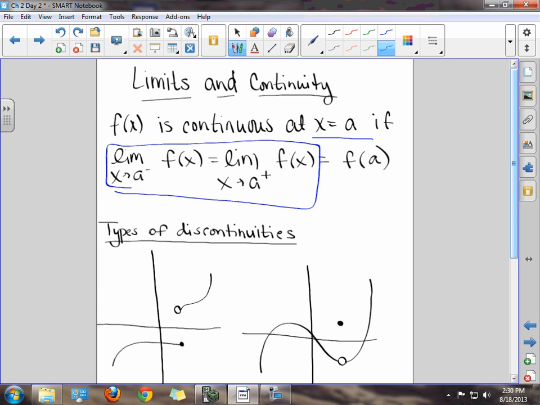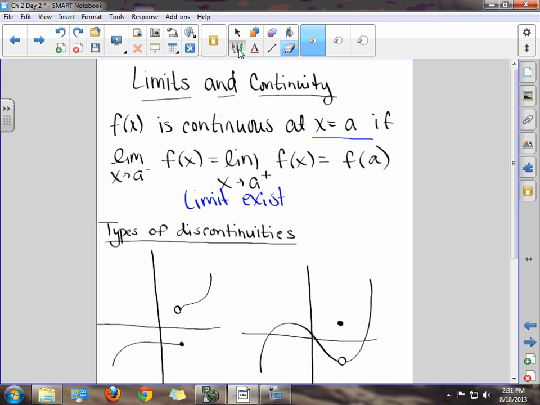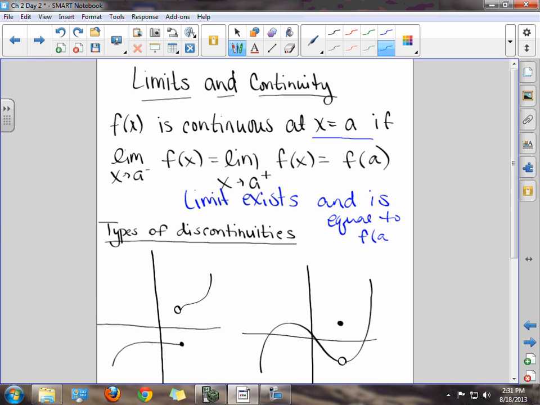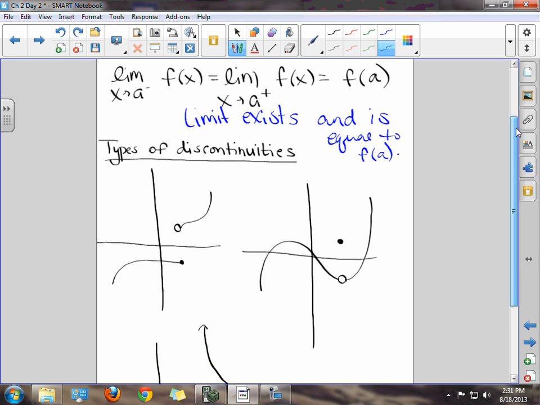If the limit as x approaches a from the left is equal to the limit as x approaches a from the right, and we have this extra piece over there. It has to equal the function value, which is different. So the limit has to exist and is equal to f of a. So you can also, in words, think about it like that. So that's how a function is continuous at a point.